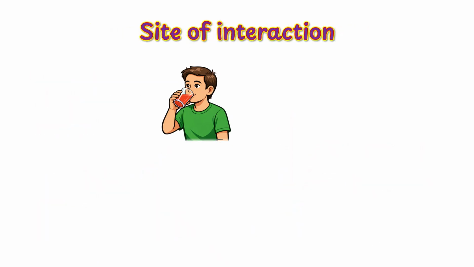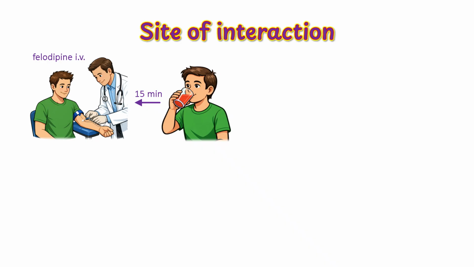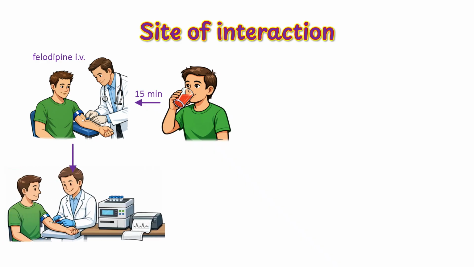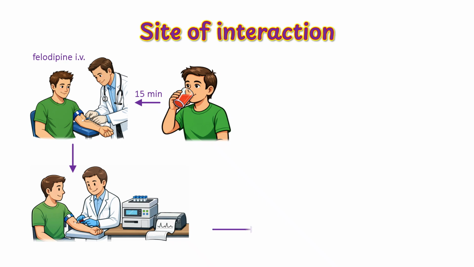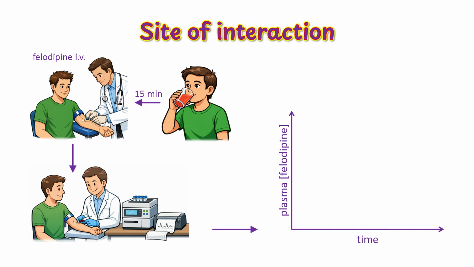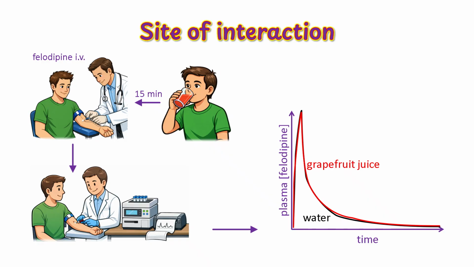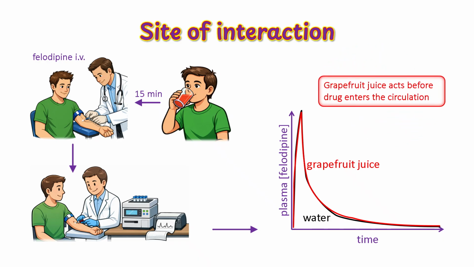This raised an important mechanistic question. Where in the body was grapefruit exerting its effect? To answer this, felodipine was administered intravenously shortly after grapefruit ingestion to bypass intestinal absorption and first-pass metabolism. Plasma concentrations were again measured over time. In contrast to oral dosing, the plasma concentration versus time profiles were nearly identical, whether the subject had consumed grapefruit juice or water. This demonstrated that grapefruit does not affect systemic clearance, but instead acts before the drug reaches the circulation.